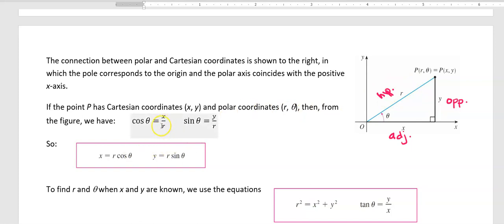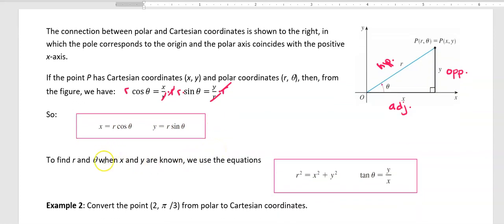So using that, you could multiply both sides by r here, and by doing so, you would result in the equations in this box. So if you want to figure out what the x value is, you would do r times the cosine of theta. If you want to figure out what the y is, it'd be r times the sine of theta.